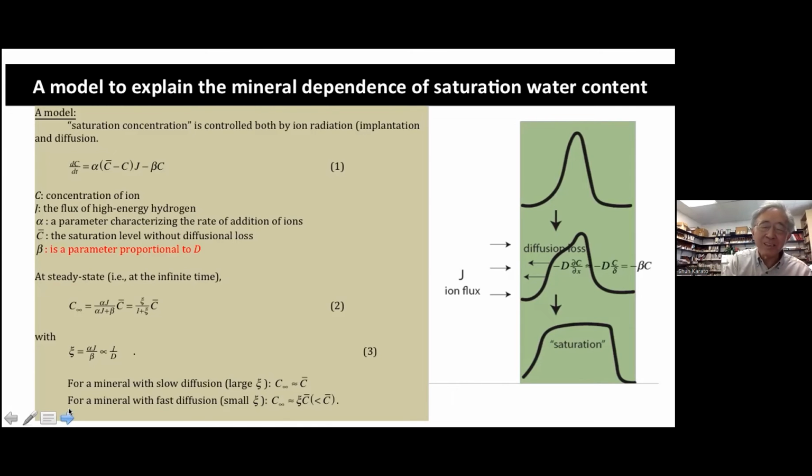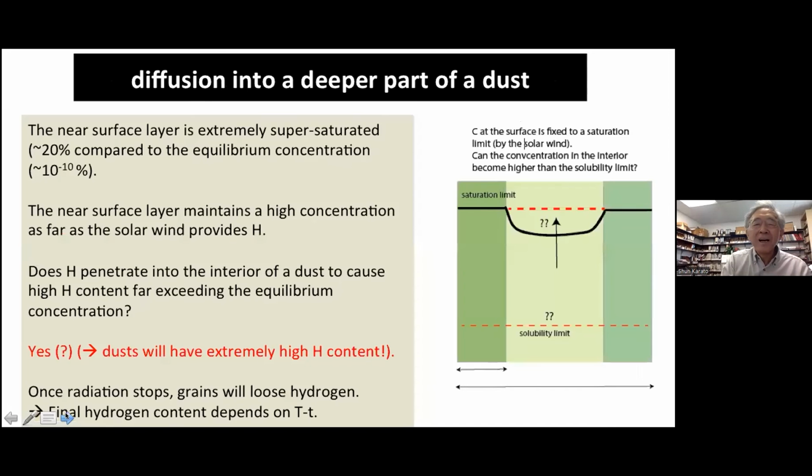So here is some link between solar wind and hydrogen in the planets and the diffusion. An interesting question I'm asking is, after saturation in a grain, you have a very high concentration at the surface, where the concentration exceeds the solubility limit by 10 orders of magnitude. The question I'm asking is, what is the diffusion into the interior? Remember, imagine you have a solar wind still coming. So the surface layer, by definition of the boundary condition, has a very high concentration from the solar wind. Then if you wait a long time, diffusion should occur to the inside.